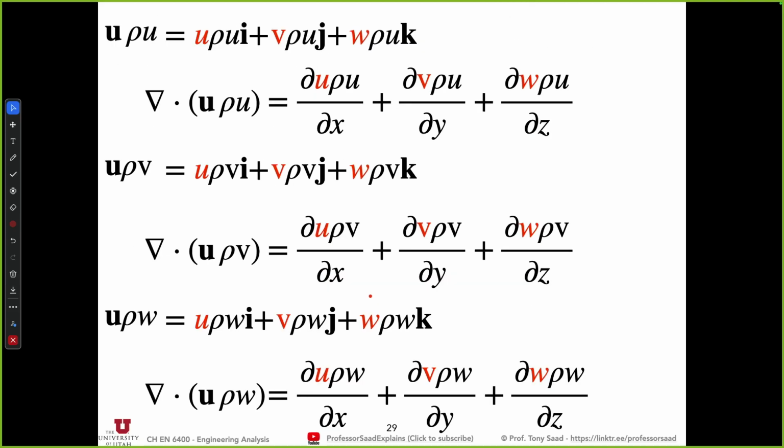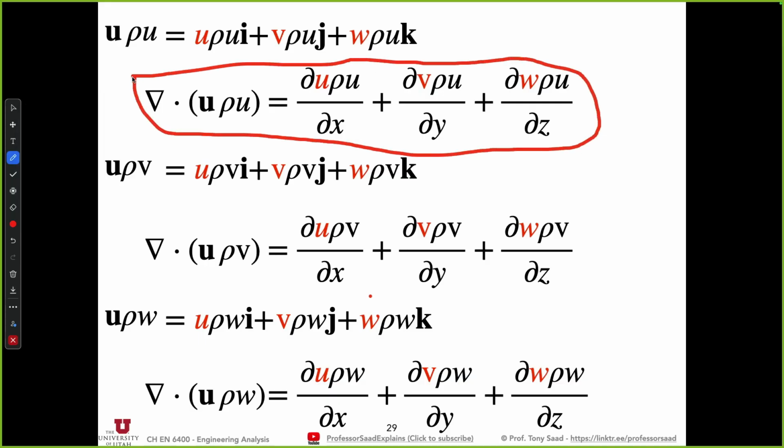Okay, now the divergence of those components, you simply take the divergence of the vector, each vector. So u rho u was u rho u i plus v rho u j plus w rho u k. That's what I wanted you to simply write in your homework. If you wrote this, that was sufficient. Most of you expanded these and went to town with it. You don't have to. This is the form that I'm looking for. Okay?